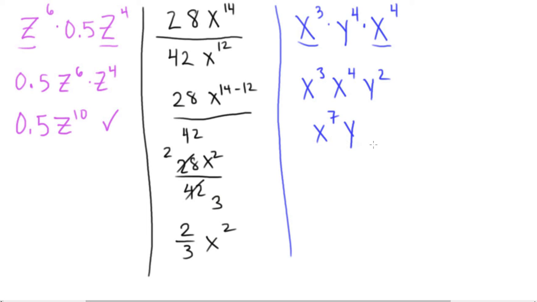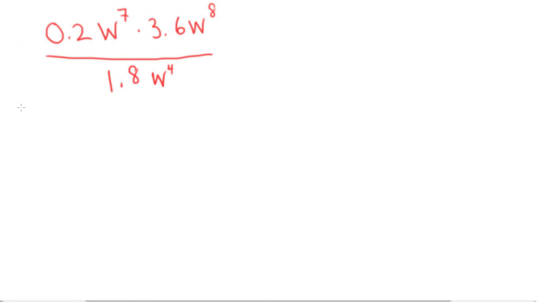Oh, that's y to the 4th. Let me get that in there. So this is y to the 4th. Caught that mistake there. And that's x to the 7, y to the 4th. So feel free to pause the video and try the following example.